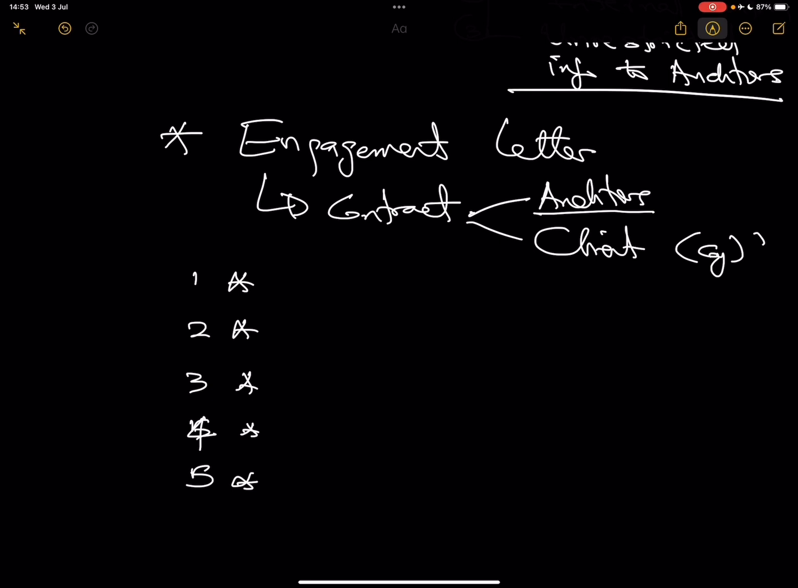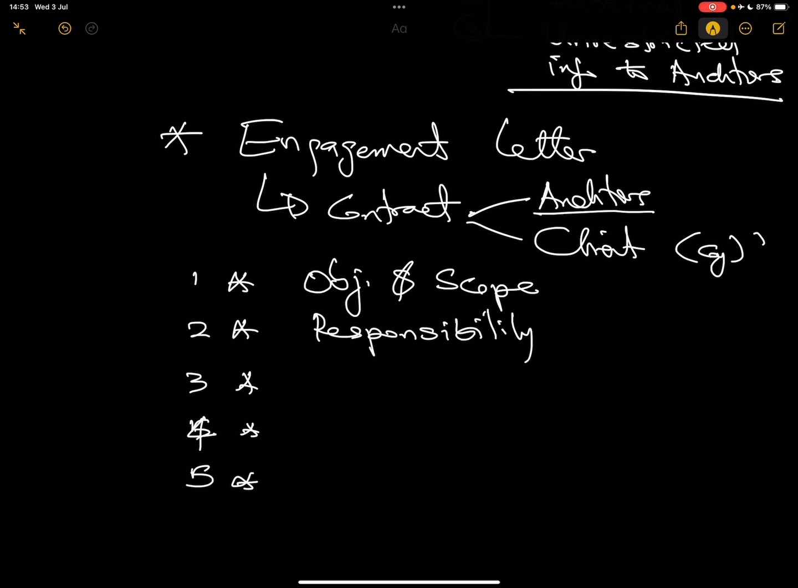They must be there. The first one is the objective and scope of the audit. So objective and scope must be there. You must state out the responsibilities of both the management and the auditor. So there's going to be a responsibility paragraph, for both auditors and directors. The nature of audit work, whether it's going to be substantive, detail, control testing, must be summarized there. There'll be a paragraph for that.